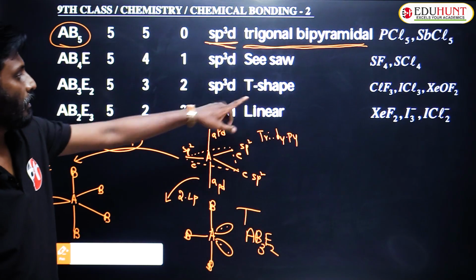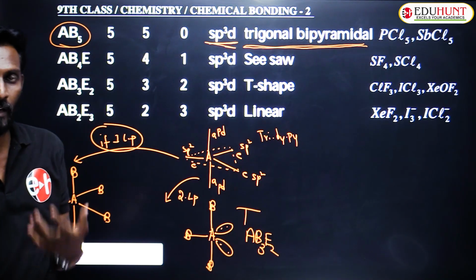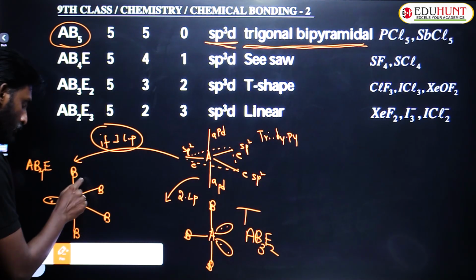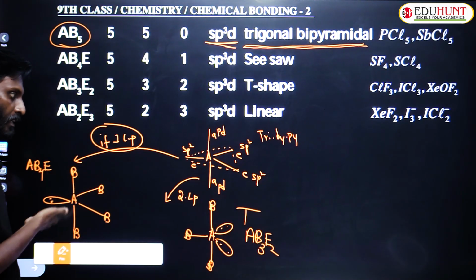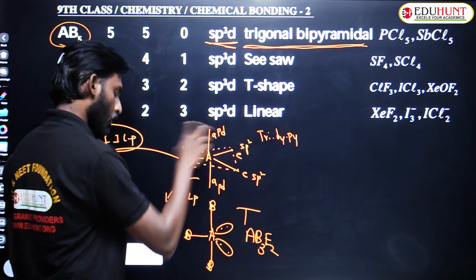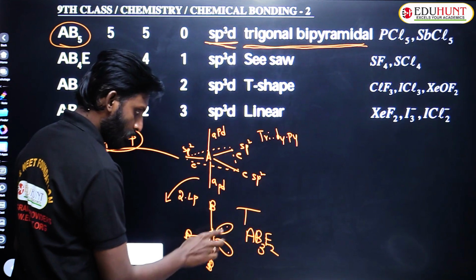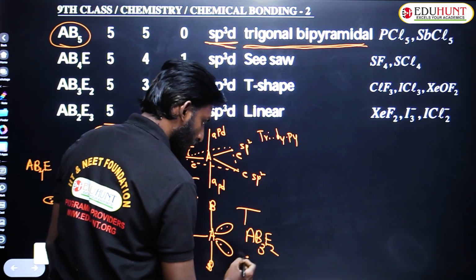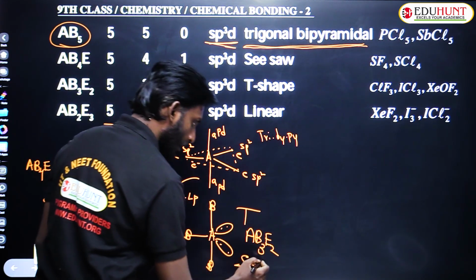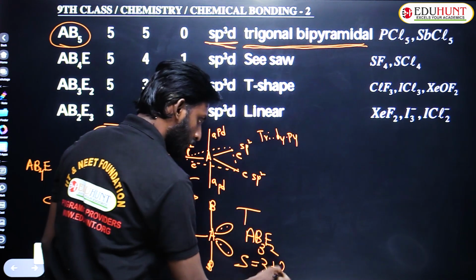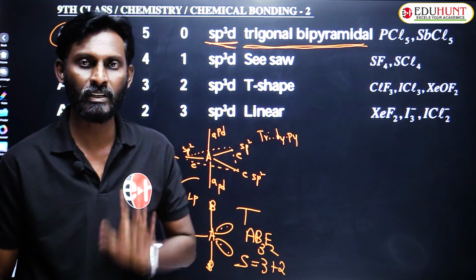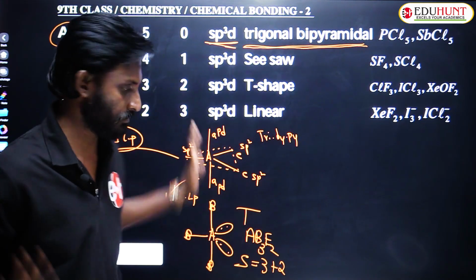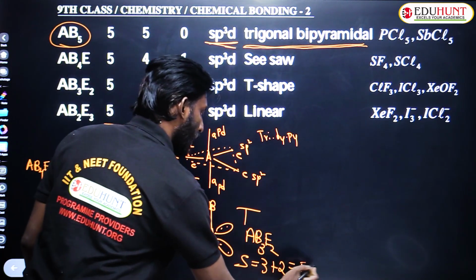But all have the same hybridization. I hope you understand. How? 4 sigma, 1 lone pair, total 5, sp3d. 4 sigma, all are the same. 3 sigma, 2 lone pairs. How do we determine the steric number? Steric number is equal to 3 sigma plus 2 lone pairs. So the number of sigma bonds plus lone pairs gives the steric number. If the steric number is 5, it is sp3d.